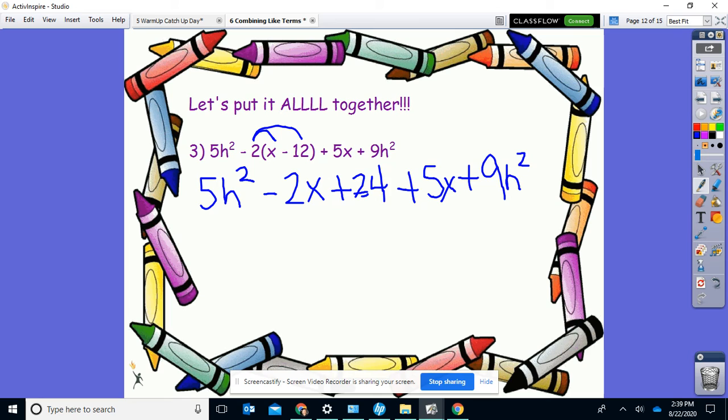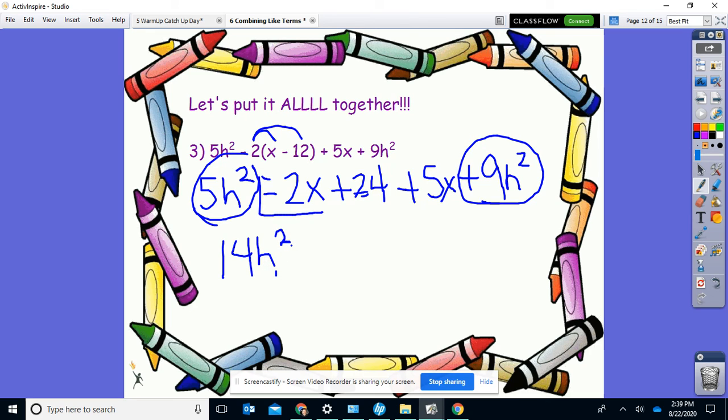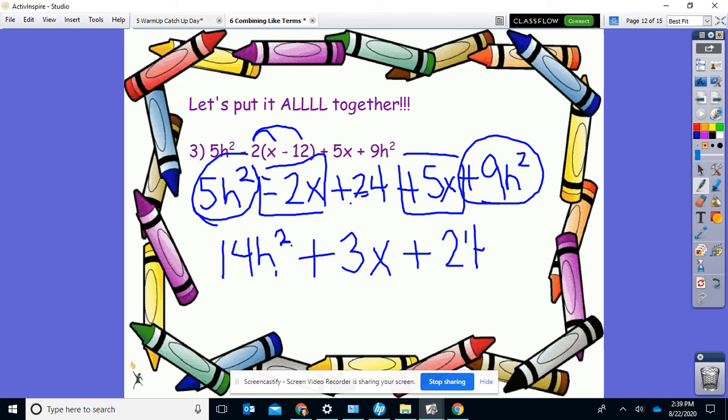I'm going to combine my h squares first. I've got 5h squared and 9h squared. When I combine 5 and 9, I get 14. So 14h squared. I'm going to combine my x's. So I've got negative 2x and 5x. So that would give me plus 3x. And the last term to bring down would be 24. So plus 24. And that's your final answer. You can't combine anything else.